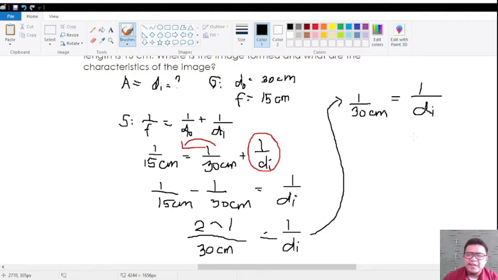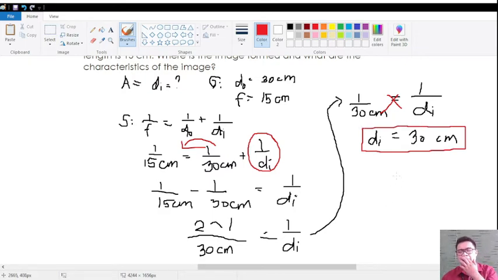Right? So all we need to do again is to cross multiply. Okay? 1 times di is equal to di. Write the equation sign. 30 centimeters times 1 is of course 30 centimeters. And since di, we cannot do anything anymore because that is already the answer. So our di here is 30 centimeters. Okay? So di is 30 centimeters.